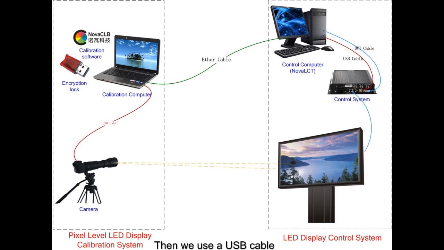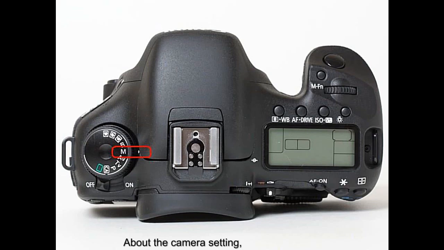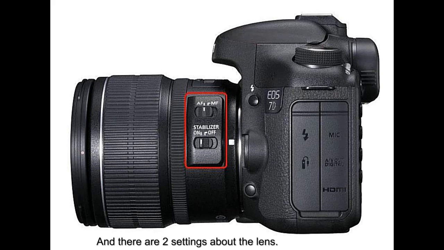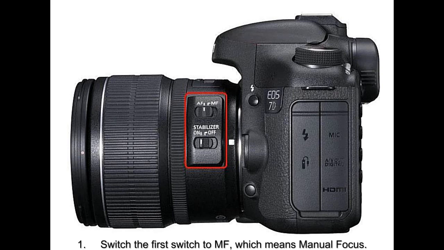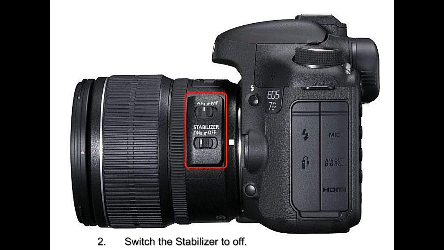Then we use a USB cable to connect the camera to the calibration computer. About the camera setting, please pay attention to that the camera should be in M mode. M means that manually adjust aperture and exposure. And there are two settings about the lens. 1. Switch the first switch to MF, which means manual focus. 2. Switch the stabilizer to off.